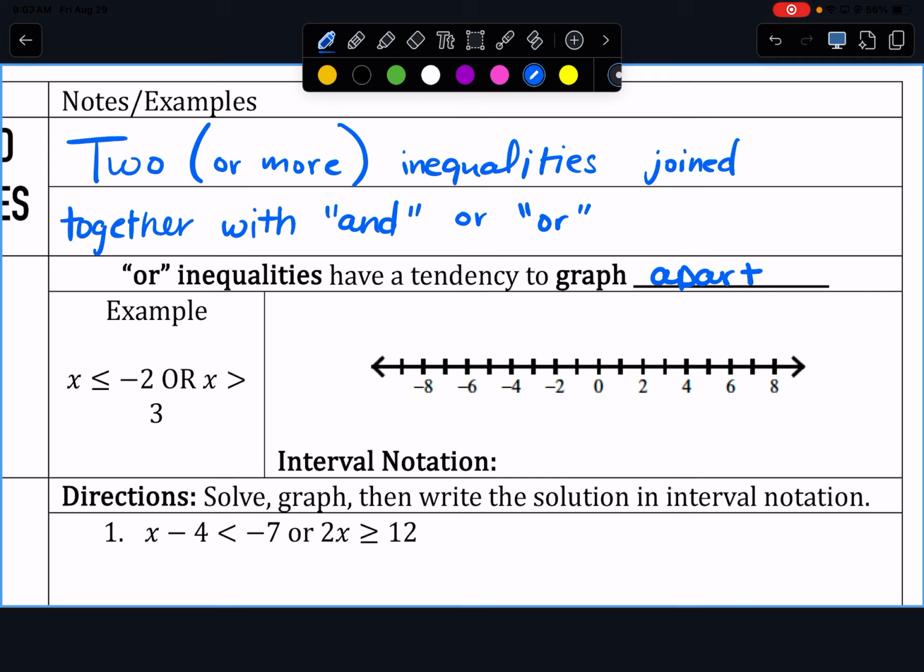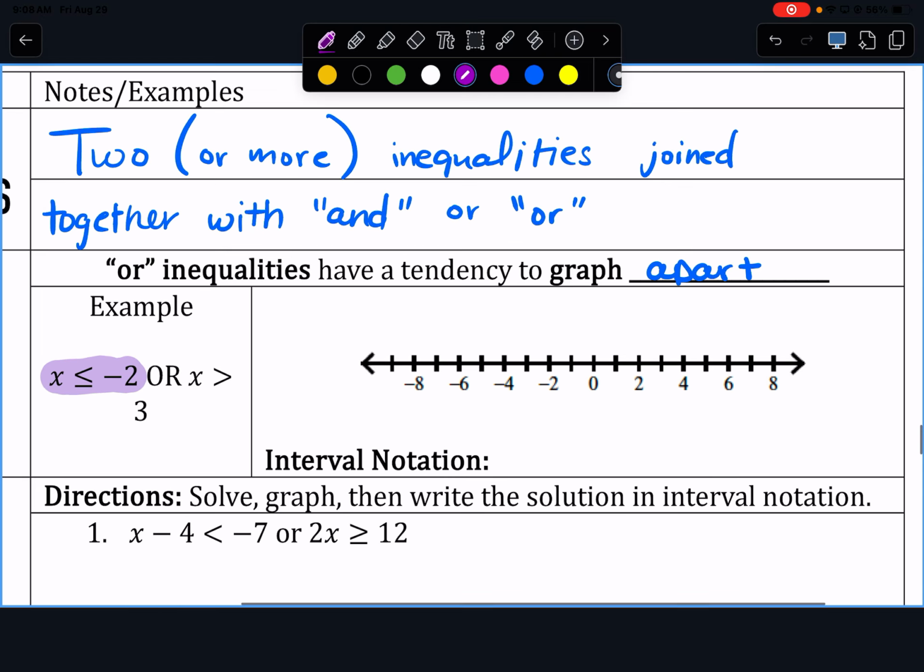So first thing here, we're going to look at x is less than negative 2. To graph x is less than negative 2, at negative 2, do I need an open or closed circle? Closed. Then does it need to go to the right or to the left? Left, because it is less than. Now let's go ahead and do the interval notation for that.